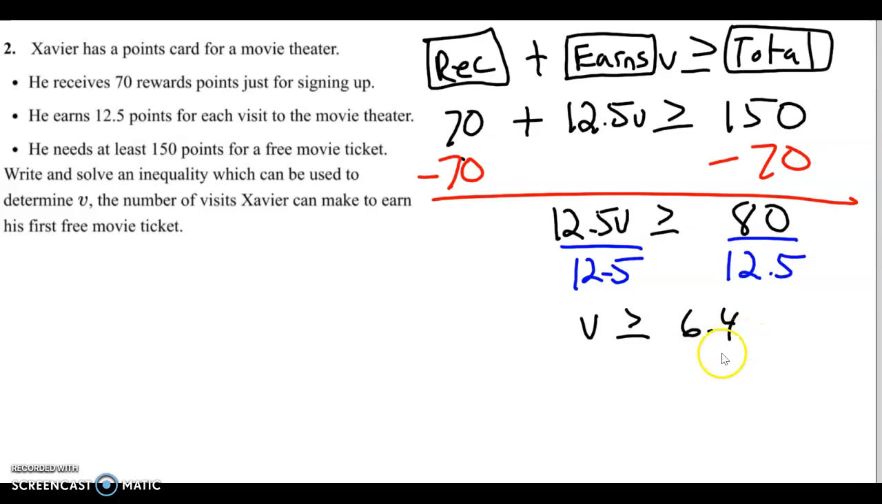All right, and this is kind of tricky, but how many visits do they have to have? You can't just get 6 visits. You have to have 7 because you have to have more than 6. So they have to have 7 visits in order to get the total of 150 points.